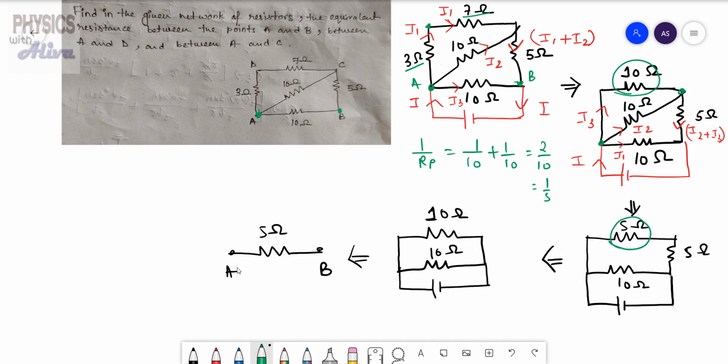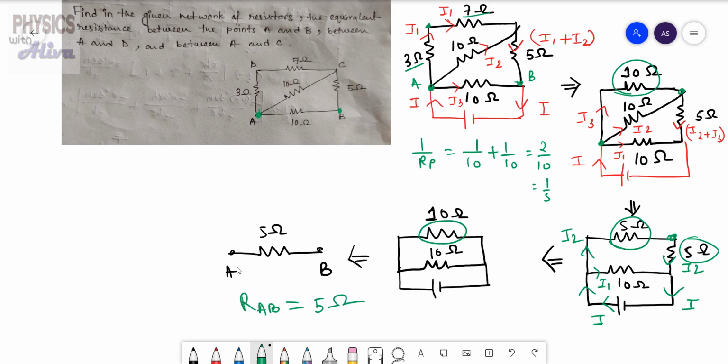From this diagram we can see that current I is distributed in two paths. One is I1, another is I2, and this I2 current is flowing through these two 5 ohm resistors. So the same current is flowing through these two 5 ohm resistors and only one common junction is there. So we can say these two 5 ohm resistors are connected in series combination. So we get this 10 ohm resistance by adding them. Then now we can see these two 10 ohm resistors are connected in parallel combination. So finally R equivalent across AB is equal to 5 ohm.